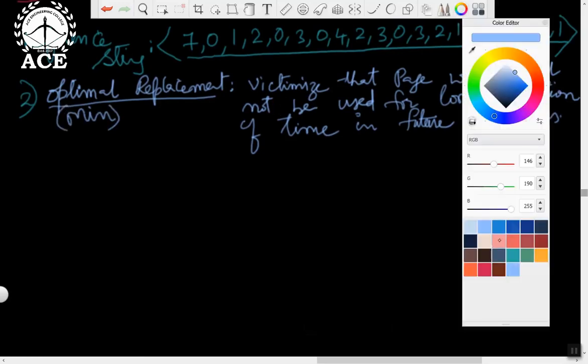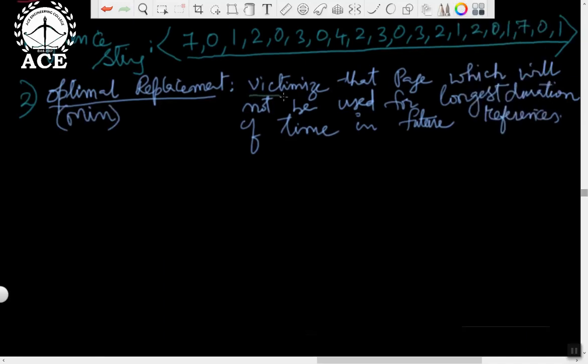So what does it say? It says like this. In the event of page fault, victimize, select that page as a victim, victimize that page which will not be used for longest duration of time in future references.